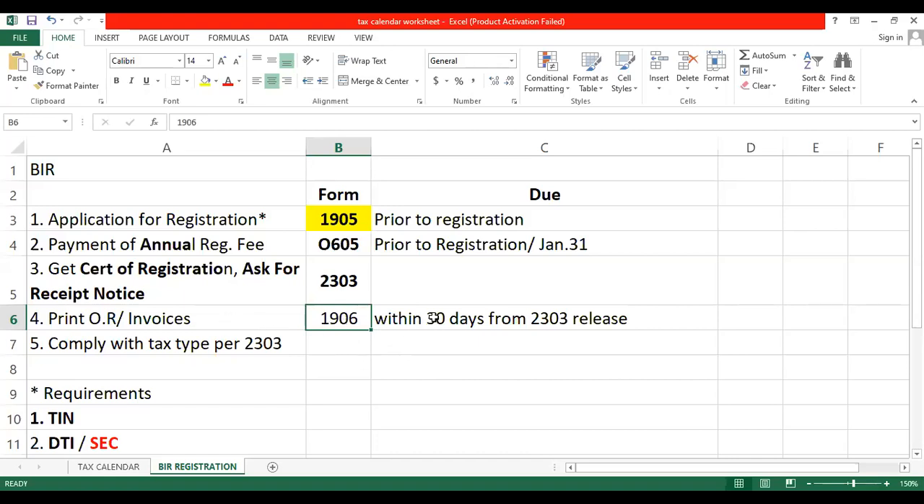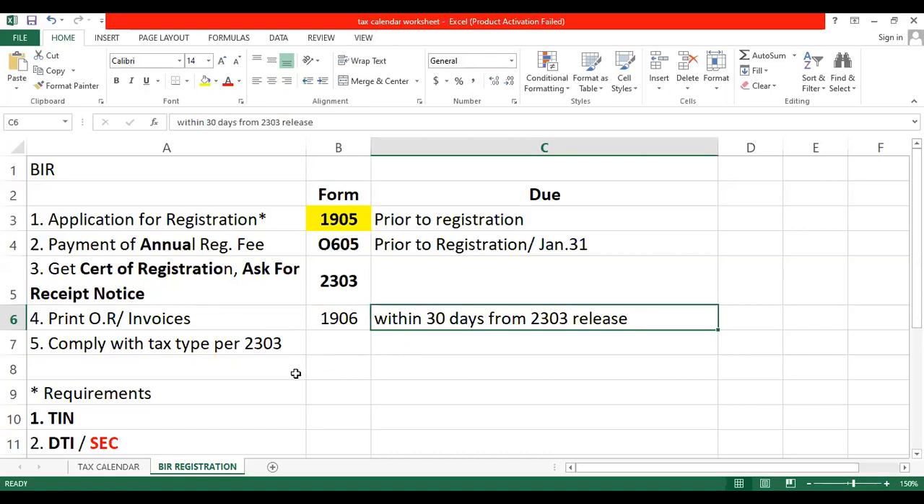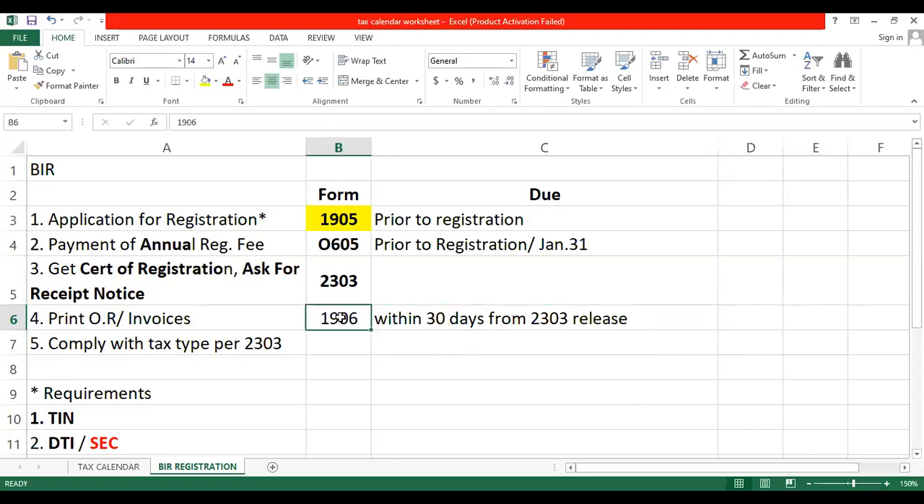Anyway, within 30 days, what happens if you did not apply for the printing of your official receipt within 30 days? Well, they will ask you to pay a compromise fee of 20,000 pesos. That's the penalty. Now, you are ready. We have now these things on display in your business establishment. You also have your official receipt, and now you do business.